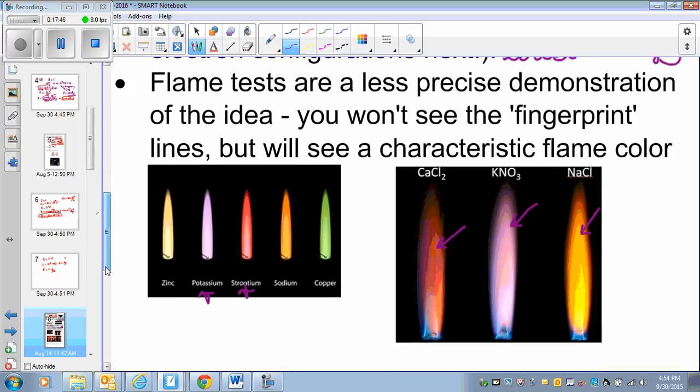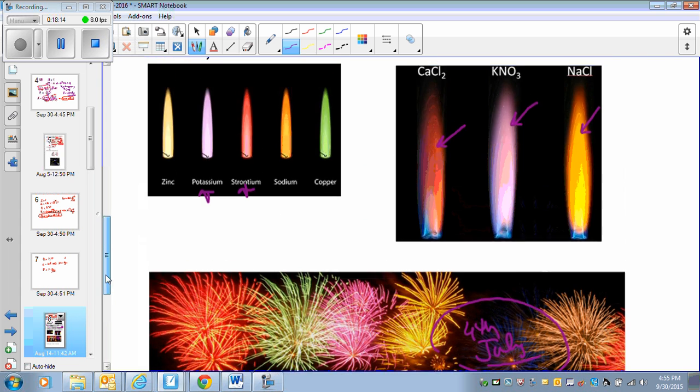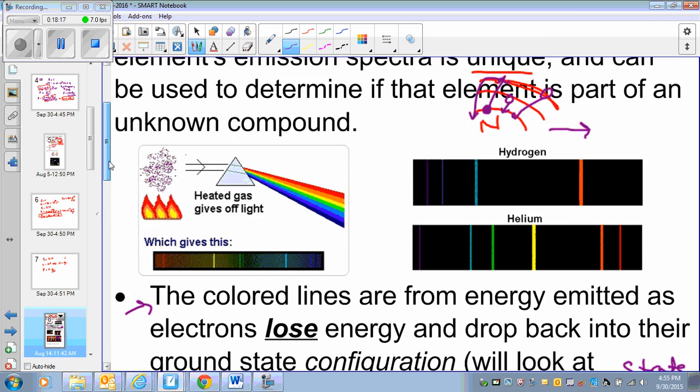And we enjoy this flame test on a much larger scale every 4th of July. This is the chemistry behind 4th of July: elements are taken in a larger amount and the electrons are triggered to a higher energy level by giving them energy, and when they come back down, we see a beautiful scene in the sky. So this is chemistry in action, and next 4th of July when you watch it, you must understand the chemistry behind it.